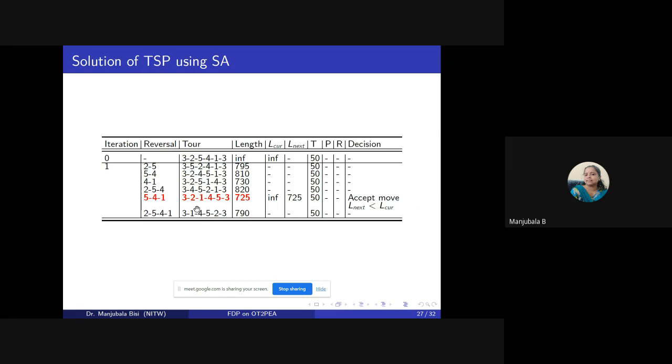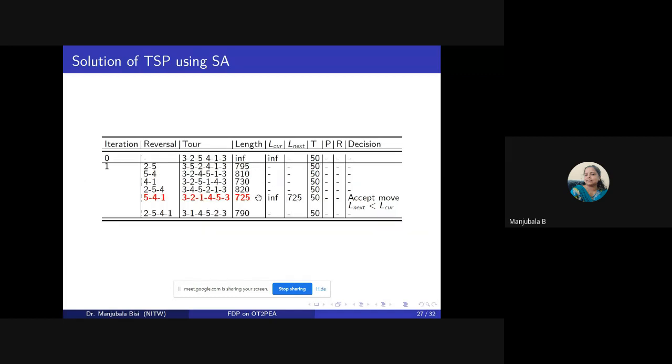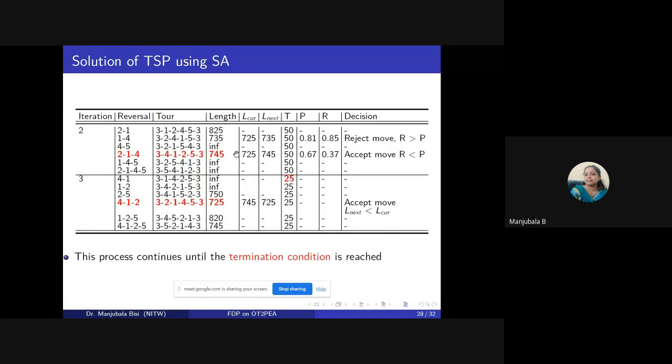Next, your current solution will become 3, 2, 1, 4, 5, 3. For this, again you do the reversal and you get the neighboring set. Again you find out which one is minimum. Out of these, 735 is the minimum. Previously you got 725, but now, exploring the neighboring set, you are getting 735. So this is not a better solution.